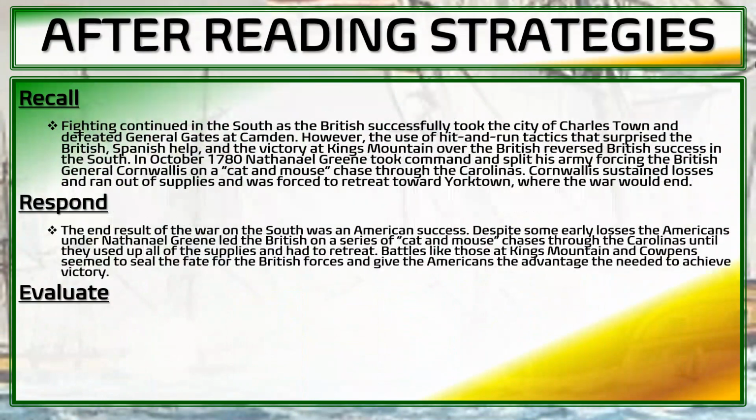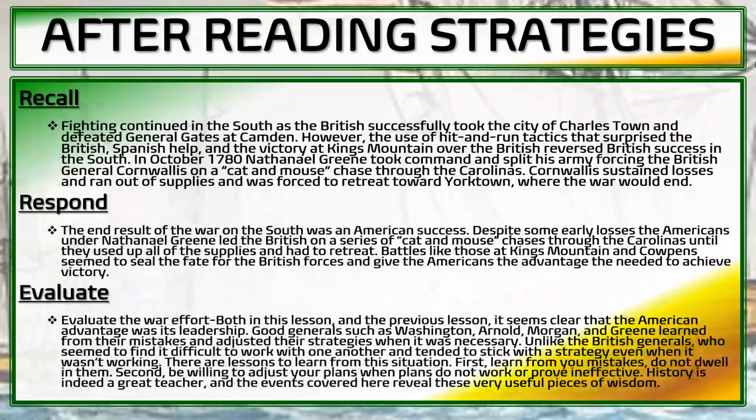The end result of the war in the South was an American success. Despite some early losses, the Americans under Nathaniel Greene led the British on a series of cat-and-mouse chases through the Carolinas until they used up all of their supplies and had to retreat. Battles like those at Kings Mountain and Cowpens seemed to seal the fate for the British forces and give the Americans the advantage they needed to achieve victory.